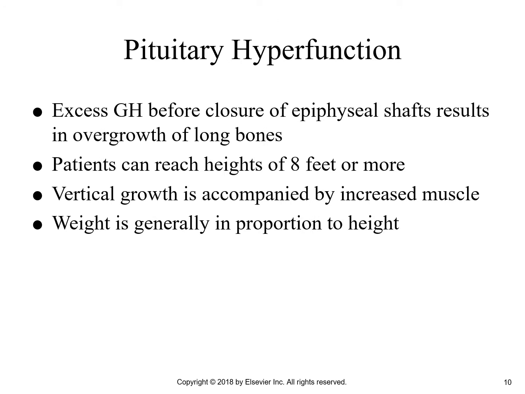Pituitary hyperfunction would result in an excess of growth hormone before closure of the epiphyseal growth plates that results in overgrowth of long bones like the humerus in the upper arm and the femur in the legs. Patients can reach heights of 8 feet or more. Vertical growth is accompanied by increased muscle, and weight is generally in proportion to the height.